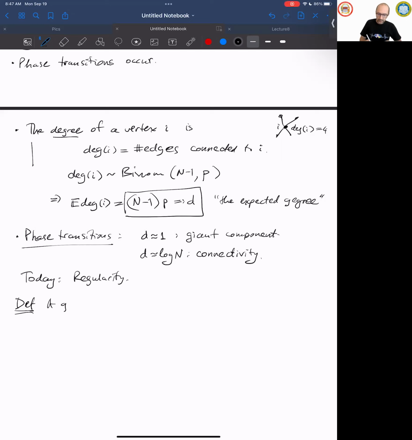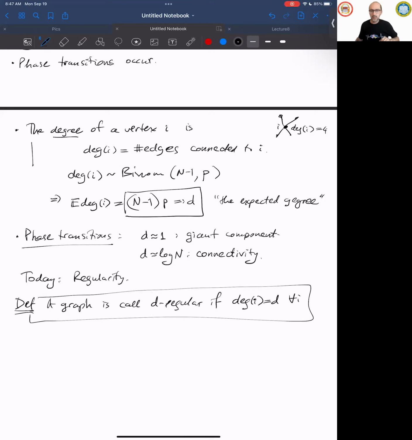So a graph, let's call it d-regular, if everybody has the same number of friends, if the degree of i is d for any i. Everyone in this graph has exactly the same degree. That's regular.